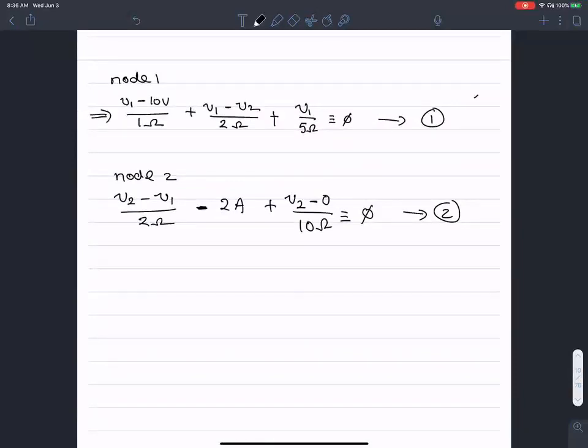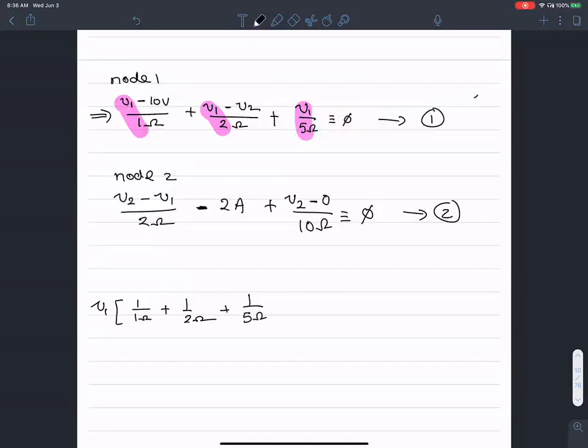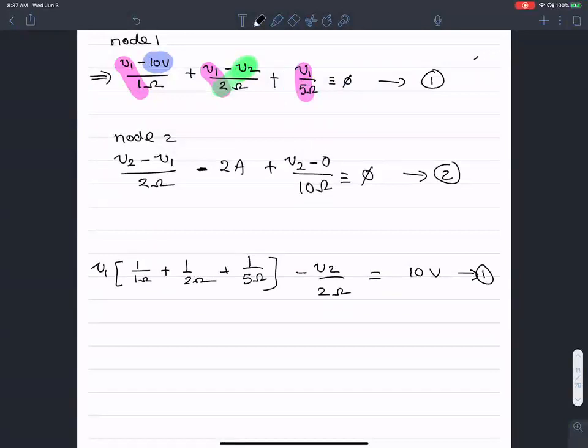From the first equation, I'm going to factor out V1. I'm left with 1 over 1 ohm plus 1 over 2 ohms plus 1 over 5 ohms. That's about V1. Then I look at V2. V2 has a 1 over 2 factor, so negative V2 over 2 ohms. Then I can take this over to the other side, and I'm left with 10 volts. This is equation 1, just a manipulation of the original. I can do the exact same thing for equation 2 as well.